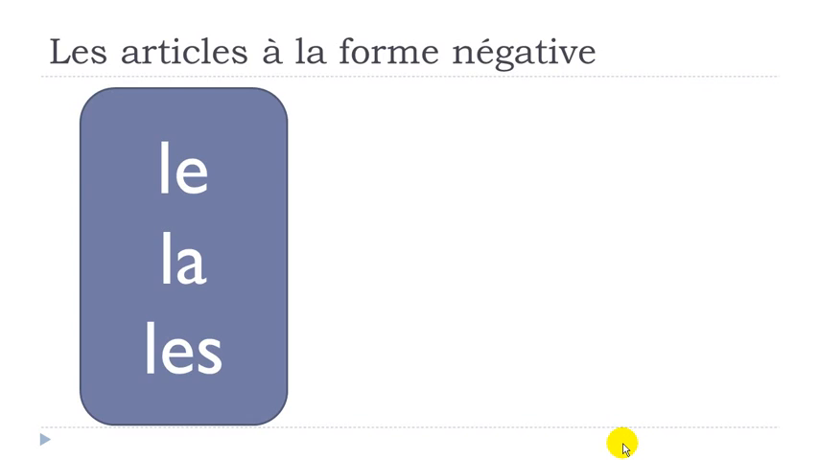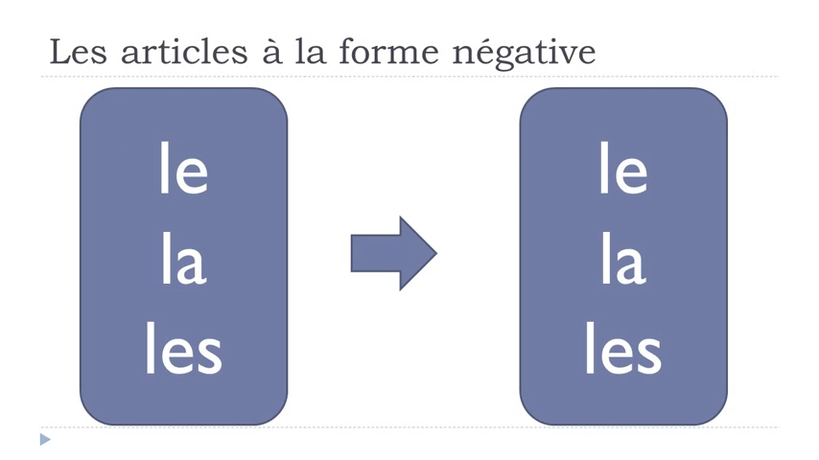Alright, so the rule is quite simple. If you've got in your structures le, la, or les, and you want to have this structure at the negative form, then they will stay exactly the same. They won't change. Alright? And that's it.